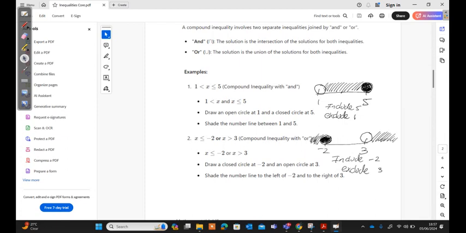For the other one, it's x less than or equal to -2, so I'm including the -2. X more than 3, so I'm excluding the 3. So since I'm excluding 3, it's not shaded. Since I'm including -2, it is shaded.